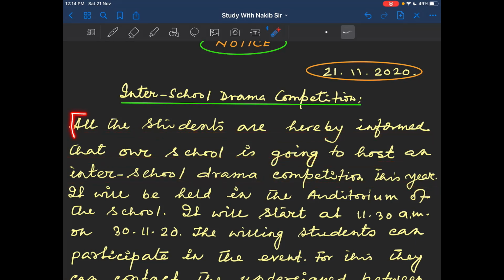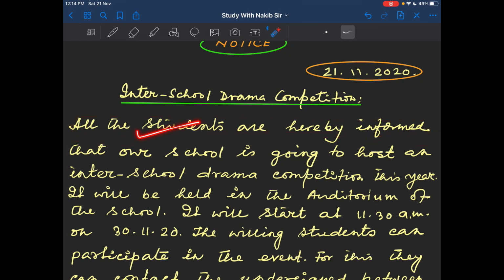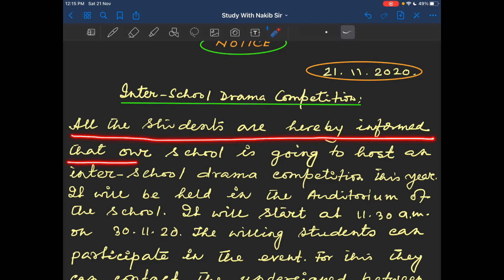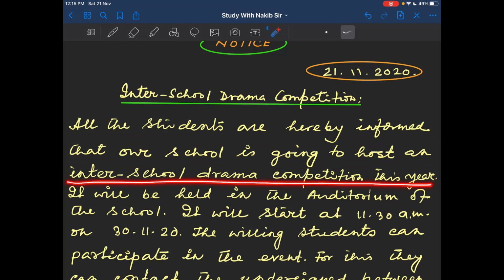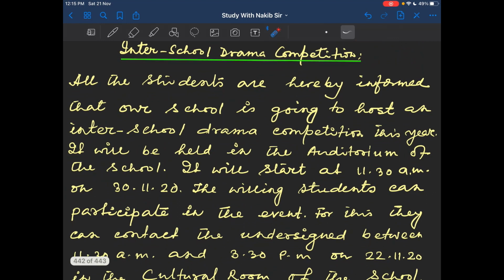This is the format of notice writing, and it may be treated as part of the format or form. So if you can start your notice this way, it is better. So your first sentence, all the students are hereby informed that our school is going to host an inter-school drama competition this year. So here the examiner will give 1 mark at this point. Now see, it will be held in the auditorium of the school.